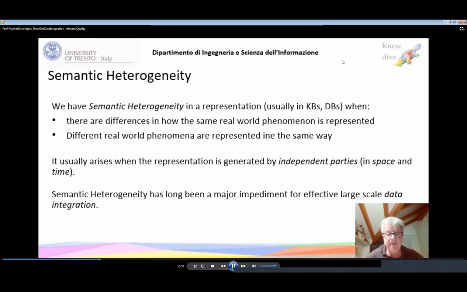Is that a problem? Yes, semantic heterogeneity is a major problem. It's actually the main reason why the semantic web, to a large extent, didn't go as far as people hoped. And it's a major problem because it's a major impediment for large-scale data integration. Is data integration a problem?